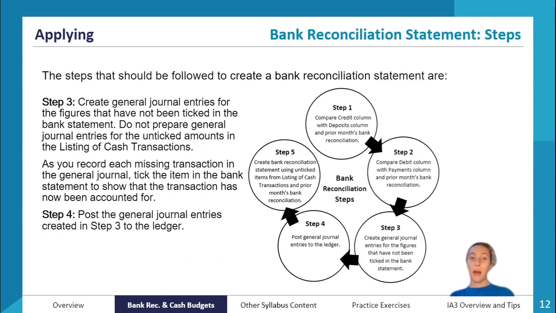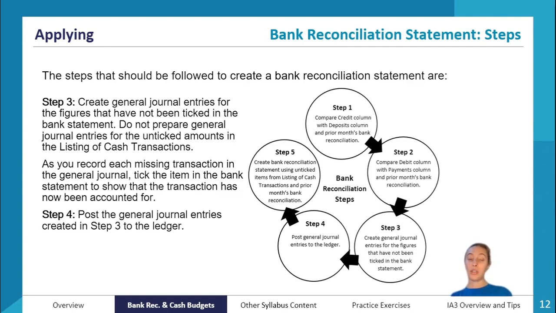Step 3 is about your general journal entries. Based on the information that you have gathered with those items that have not been ticked in the bank statement, you want to do those general journal entries to account for those. So make sure you're not preparing general journal entries for the unticked amounts in the listing of cash transactions. This is purely about the figures that have not been ticked in the bank statement.